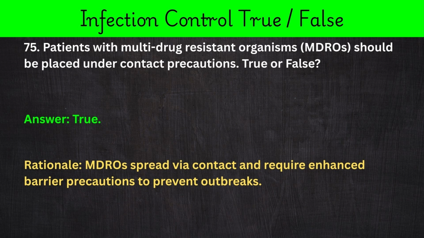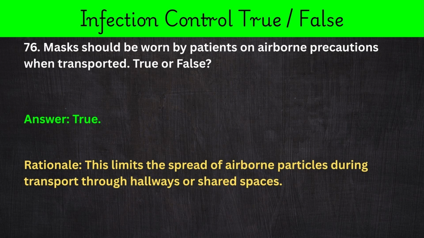Patients with multi-drug-resistant organisms, MDROs, should be placed under contact precautions. True or false? Answer: true. Rationale: MDROs spread via contact and require enhanced barrier precautions to prevent outbreaks. 76. Masks should be worn by patients on airborne precautions when transported. True or false? Answer: true. Rationale: this limits the spread of airborne particles during transport through hallways or shared spaces.